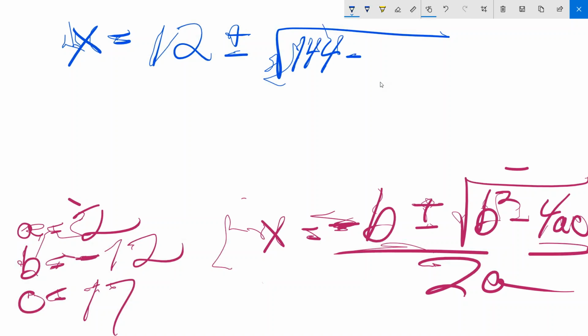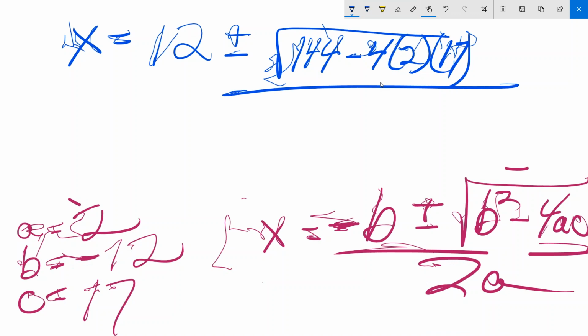And then the way I suggest doing this last part is to not do any math in your head, to substitute the A and the C. What is A? 2. What's the C? 17. All of that is divided by 2A, 2 times 2. With me? Yeah. Now you have to simplify it.